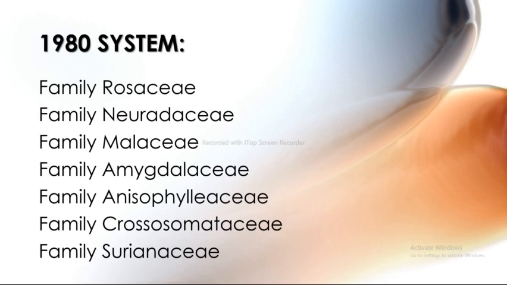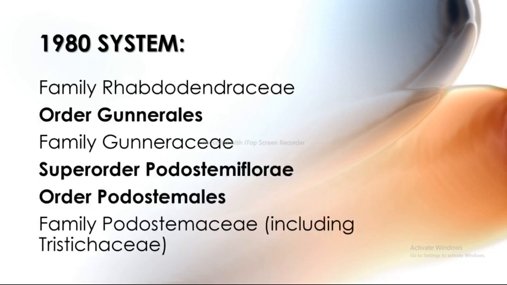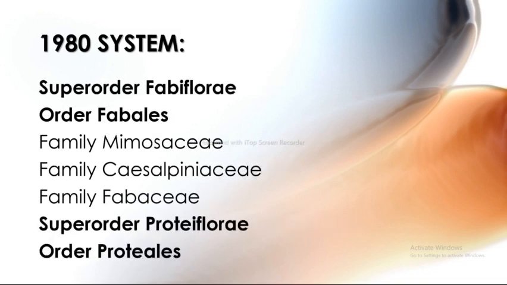Next is Neuradaceae and Malaceae, and next is the Amygdalaceae, Anisophylleaceae, Pro­sopistomataceae, and Sauraniaceae. And the next is the family Rhabdodendraceae. Next order is the Gunnerales. It includes the family Gunneraceae. Next superorder is Podostemiflorae, and it includes the order Podostemales. It includes families Podostemaceae, including the Tristichaceae. Next superorder is the Fabiflorae.